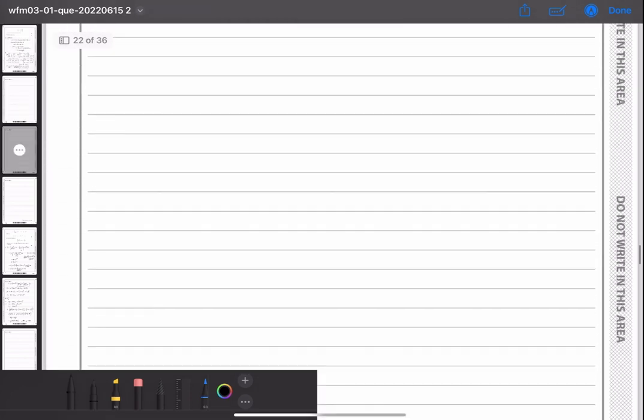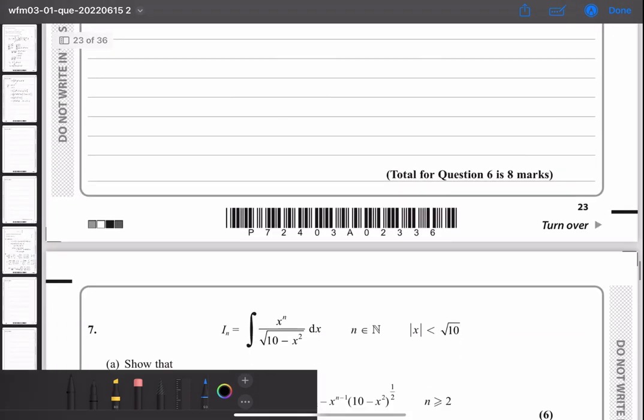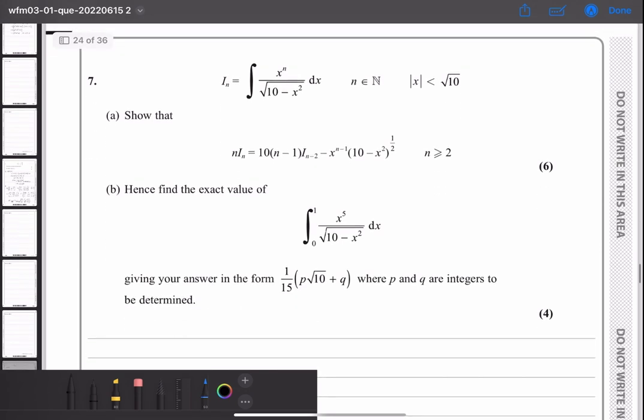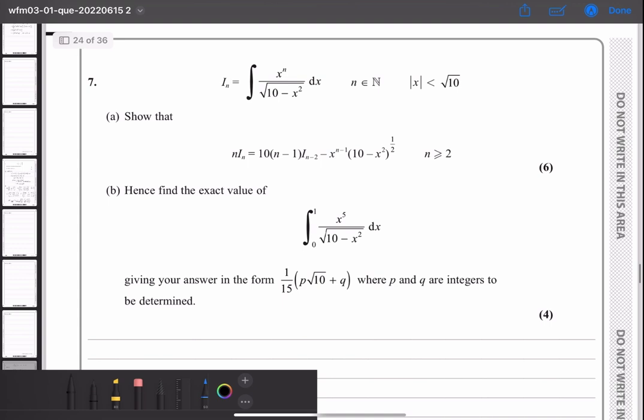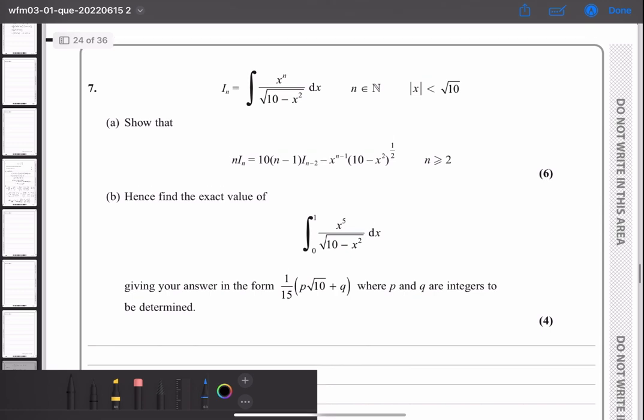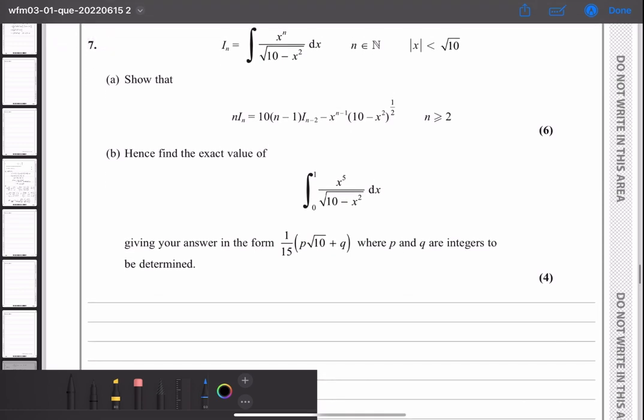Question 7. So we're given I_n is equal to this. Now that looks reasonably horrible. Show that this statement here for I_n is true. Okay, so usually for these sorts of questions, we need to do integration by parts. Not always, but I think in this case we will.